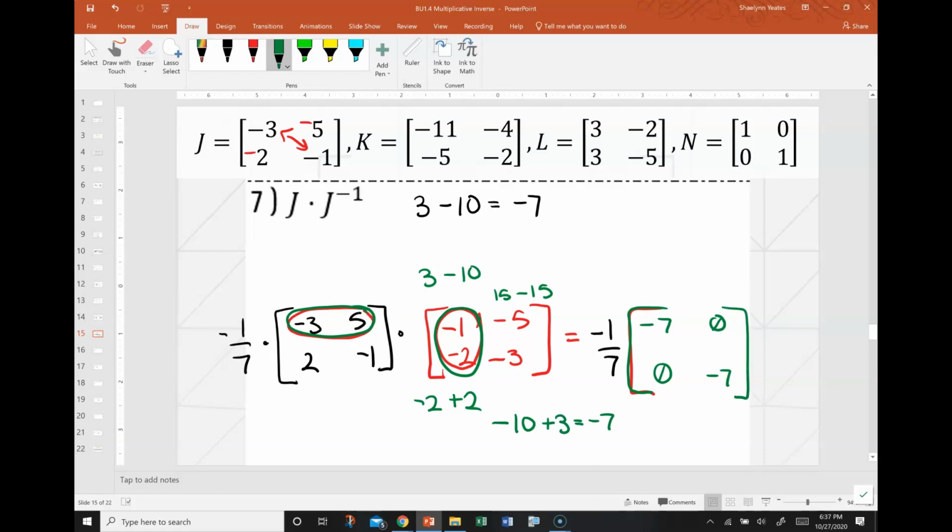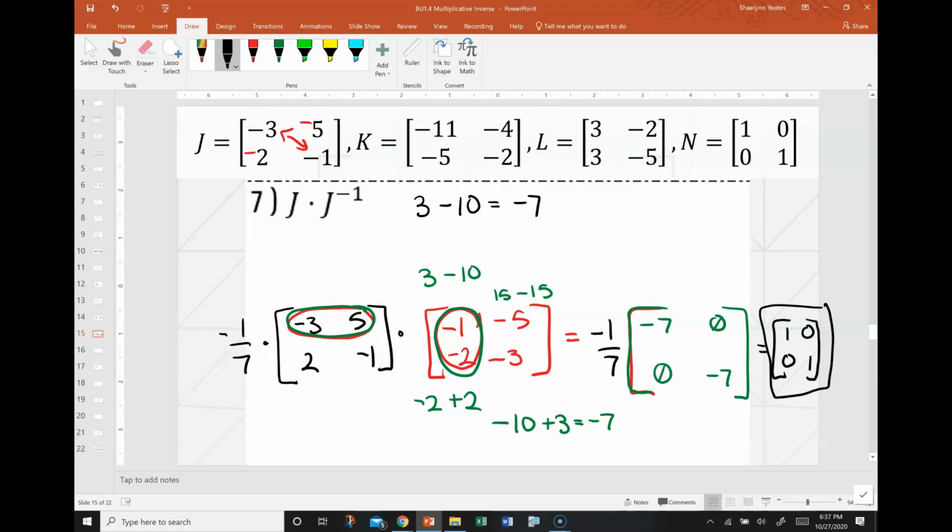So some of you might have noticed what happens when we multiply through. If we do negative 1/7 times negative 7, I get 1. Then negative 1/7 times 0 is 0. Negative 1/7 times 0 is 0. And negative 1/7 times negative 7 is 1. So I end up with my identity matrix when I multiply a matrix by its inverse.